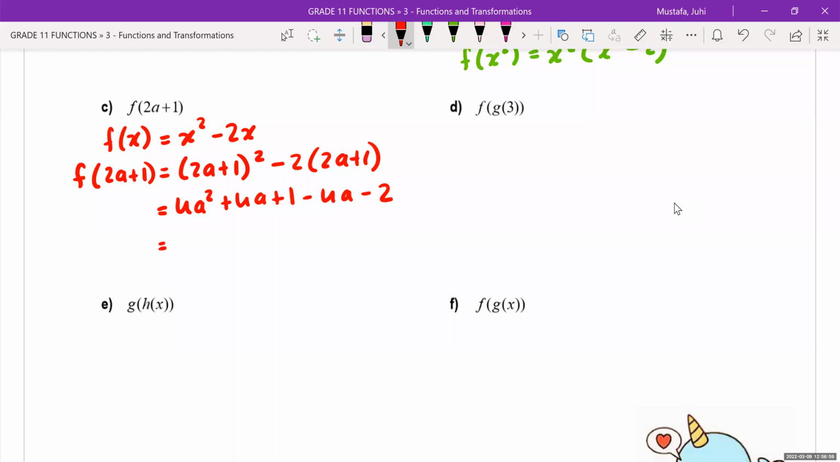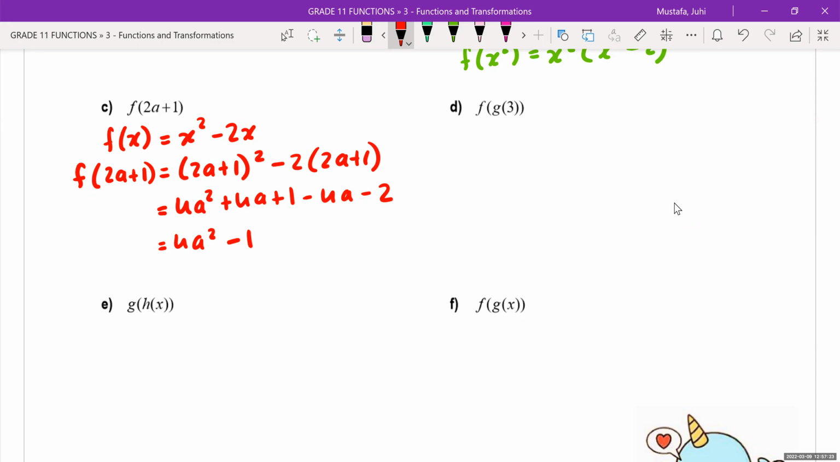And now we just simplify. So we're going to get 4a squared. Positive 4a minus 4a disappears. And you're just going to get minus 1. Now you can factor this. I'm not solving for anything. We're just simplifying right now. You could actually factor this and get an answer for a, but let's not worry about that right now. We're just practicing solving it.